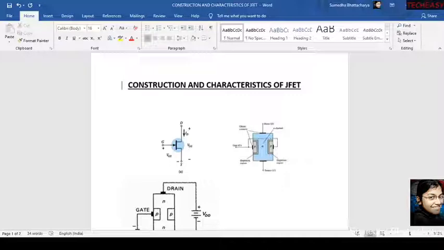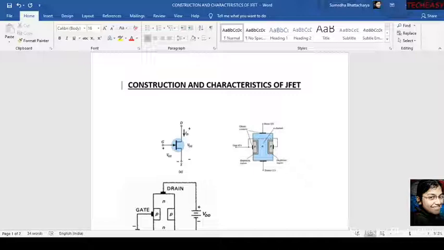JFET is a part of FET. There is another part of FET, that is MOSFET. The full form of MOSFET is metal oxide semiconductor field effect transistor. I will discuss MOSFET in another video. Okay.